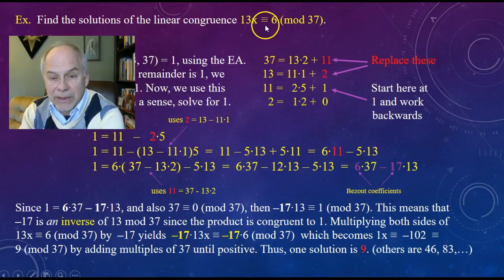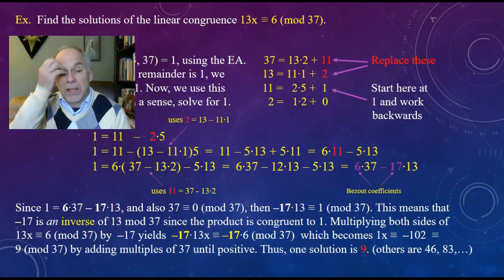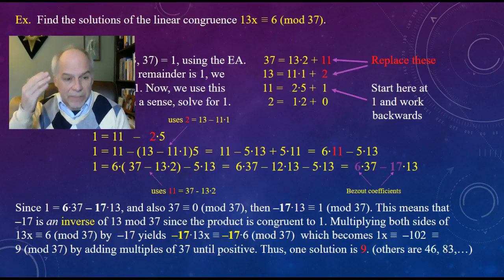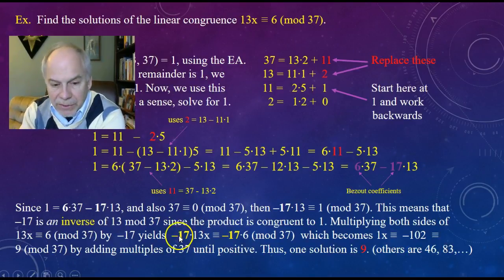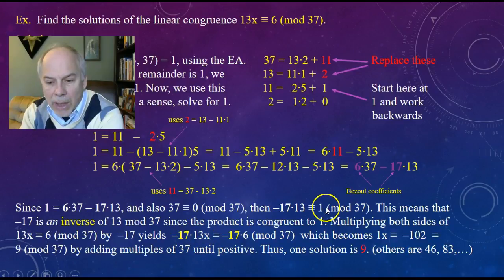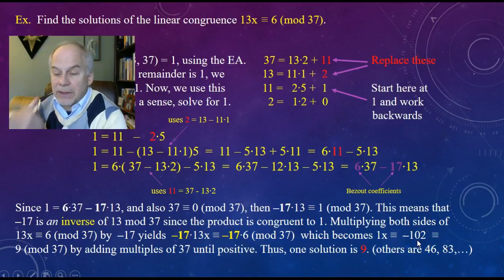If you multiply both sides of that original equation by negative 17, okay, and I could have used positive 20 also, because negative 17 and positive 20 are both congruent to each other in mod 37. Okay. Anyway, I just used negative 17 and I multiplied it on both sides, as you see here. And so on the left side, that becomes 1, because we know negative 17 times 13 is congruent to 1 in mod 37. So that becomes just 1x. On the right side, negative 17 times 6 is negative 102. But you could add multiples of 37 until you make that positive.